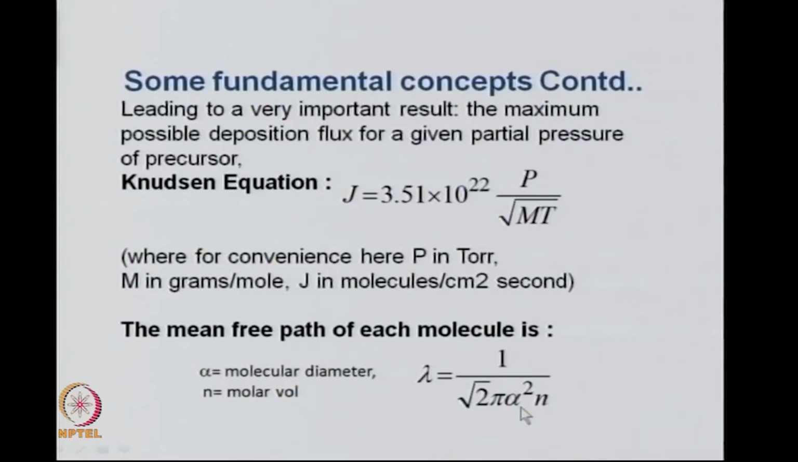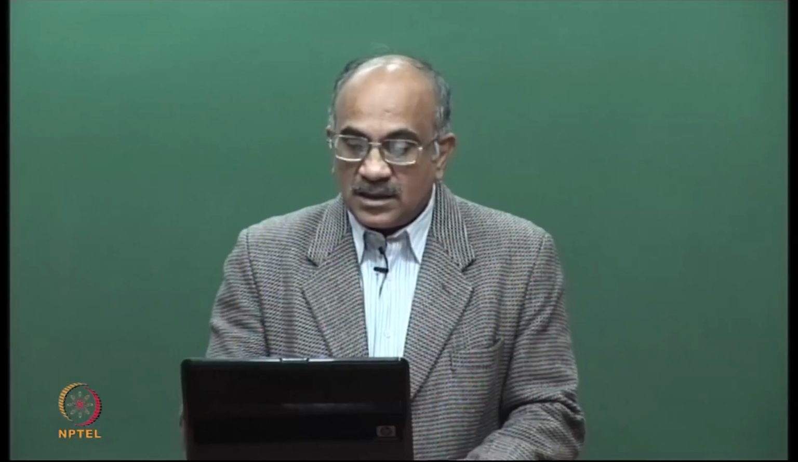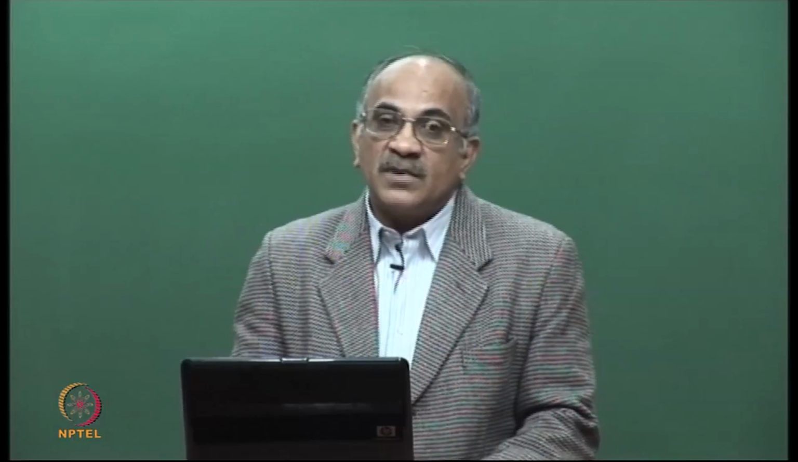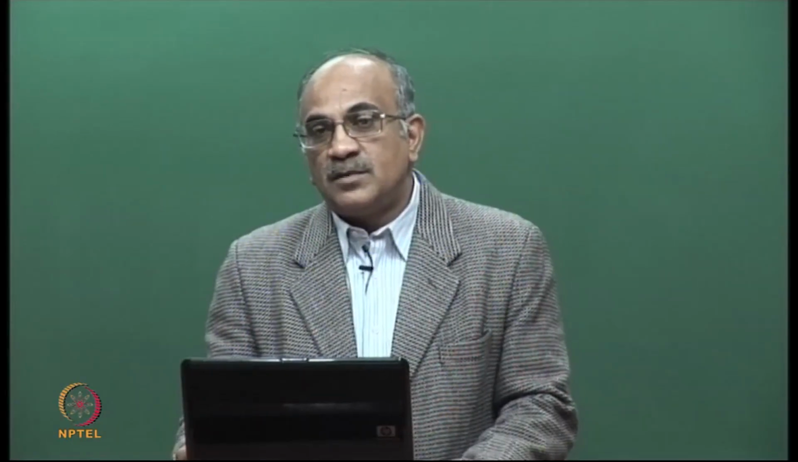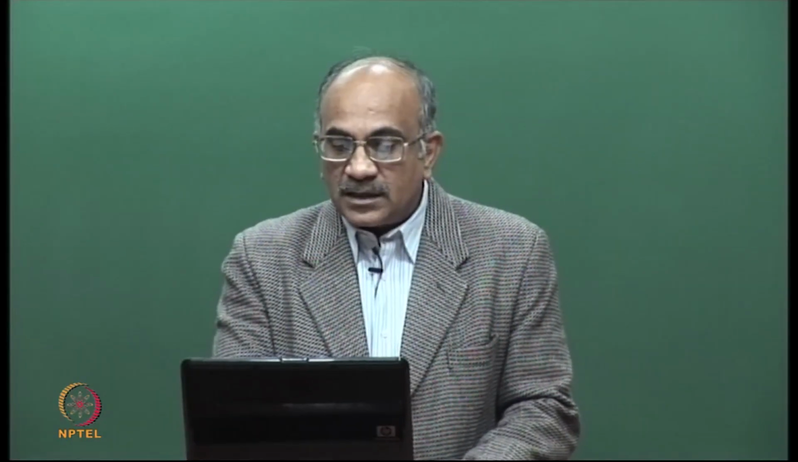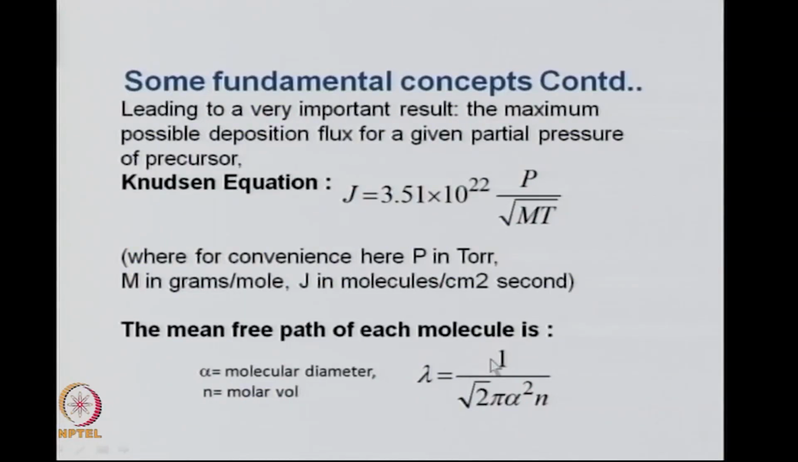So, n is the molar volume and alpha here is the molecular diameter, and the mean free path is related to it. That means, the smaller the molecular diameter, so the smaller the molecule, the larger will be the mean free path. That means the molecule will be moving without collisions for much longer distances if the molecule is smaller, right. Similarly, the molecule will be moving much longer distances if the molar volume of the molecules is smaller. So, lambda, the mean free path, is inversely proportional to both the molecular diameter and the molar volume.